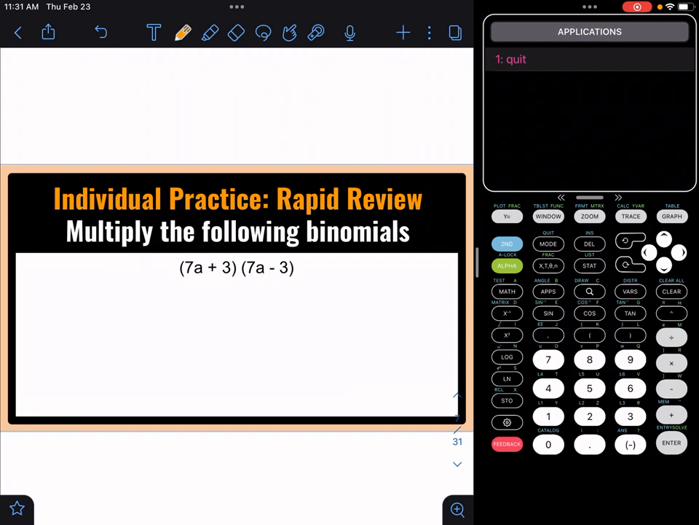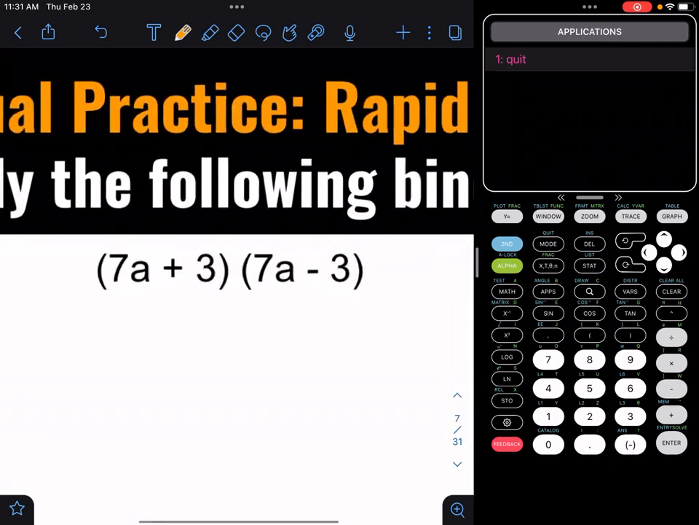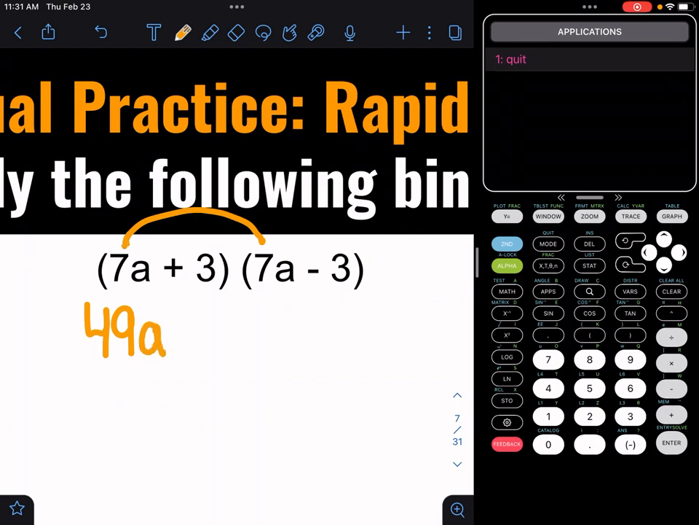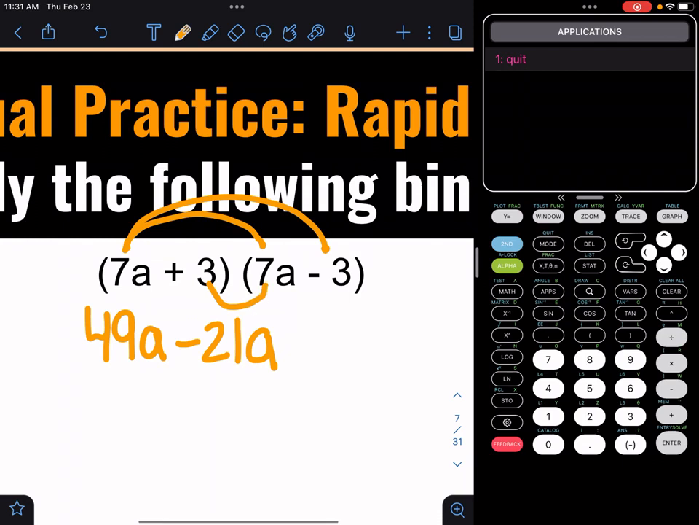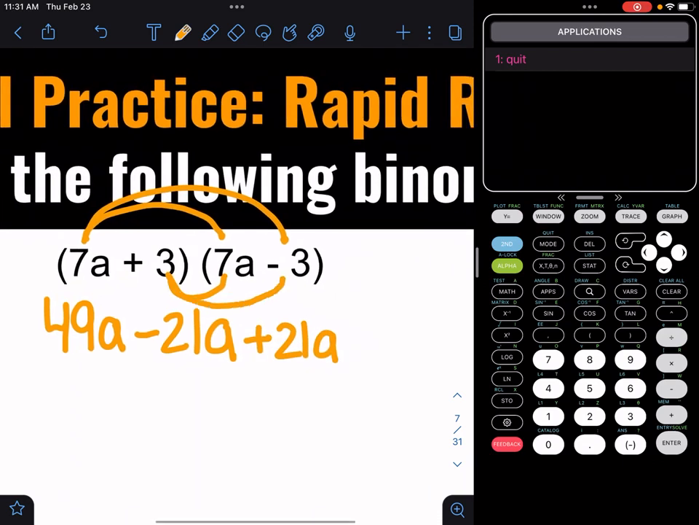Alright, so hopefully you paused the video and tried them. Alright, so 7a times 7a is 49a squared. 7a times negative 3 is negative 21a. 3 times 7a is positive 21a. And 3 times negative 3 is negative 9.